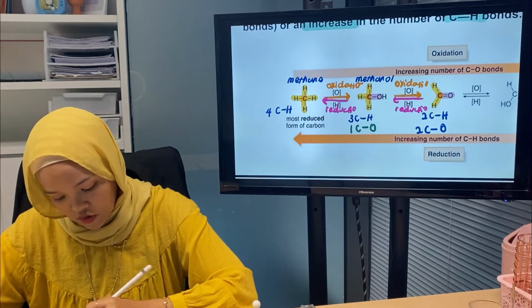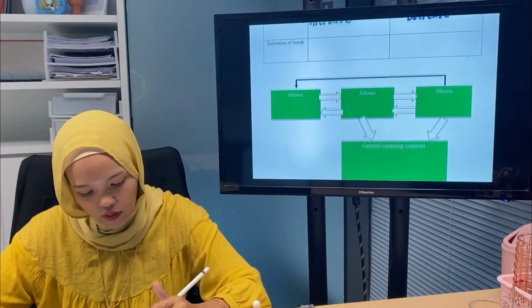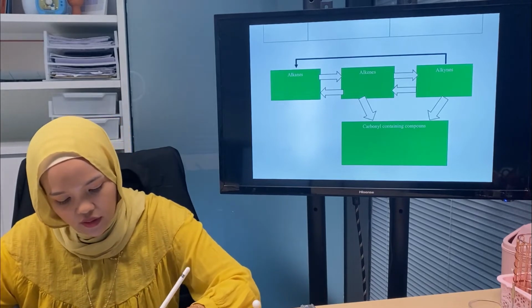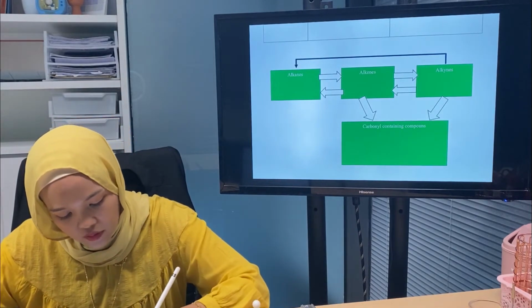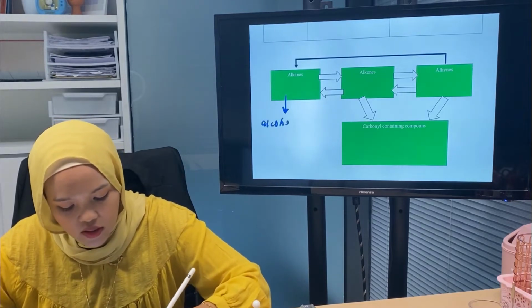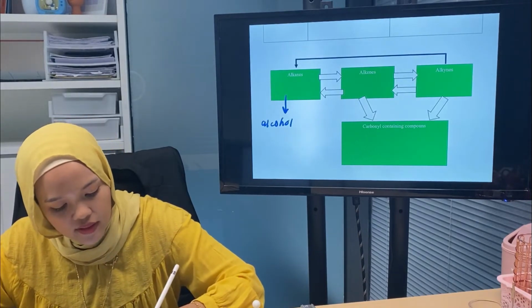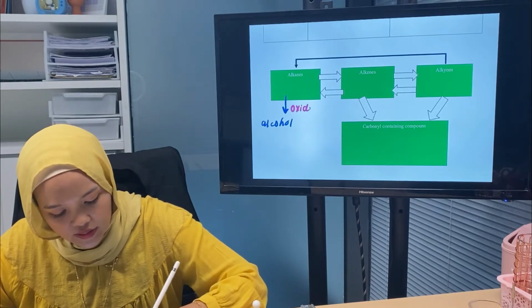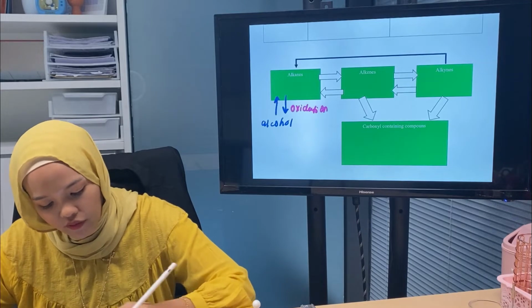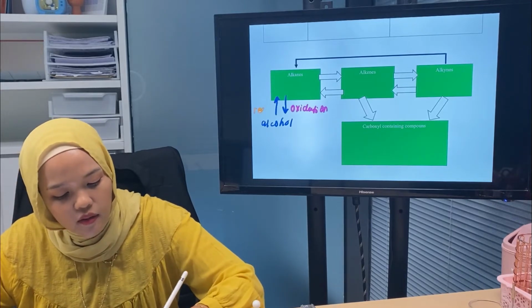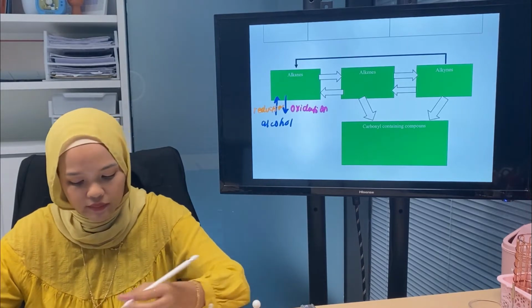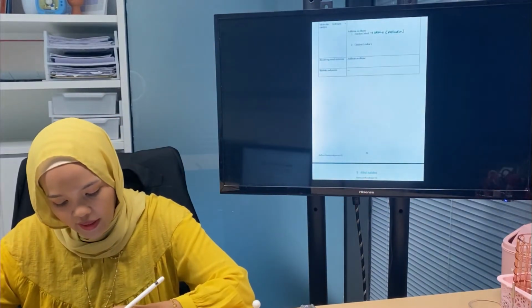So let us have a look here. If you have from alkanes, I'm just going to add here alkanes to alcohol. So what kind of reaction is this? This is an oxidation reaction. But if you are going the reverse way, this is going to be a reduction reaction.